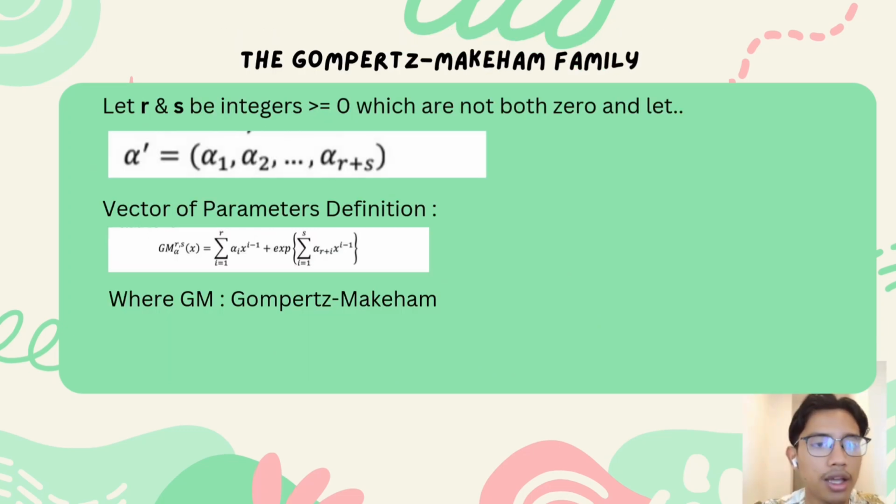First, the Gompertz-Makeham family: let r and s be integers greater than or equal to 0, which are not both 0, and let alpha be equal to alpha 1, alpha 2, up to alpha r plus s. So the vector of parameter definition will be like this, where GM refers to Gompertz-Makeham.